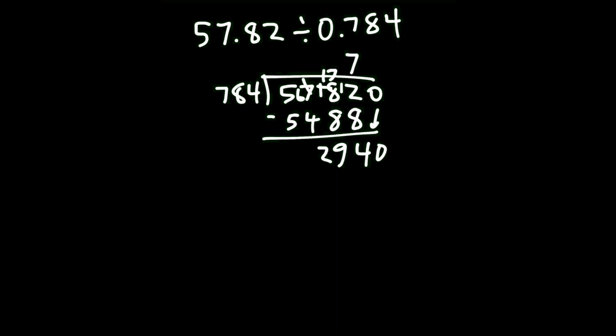Now I'm looking at 784 times what gets me close to 2,940. So I'm going to put down a 3, and we're going to try that. 3 times 4 is 12. I'm going to put down my 2 and carry my 1. 3 times 8 is 24, plus 1 more is 25. I'm going to put down my 5 and carry my 2. 7 times 3 is 21, plus 2 more is 23. And now we'll subtract.